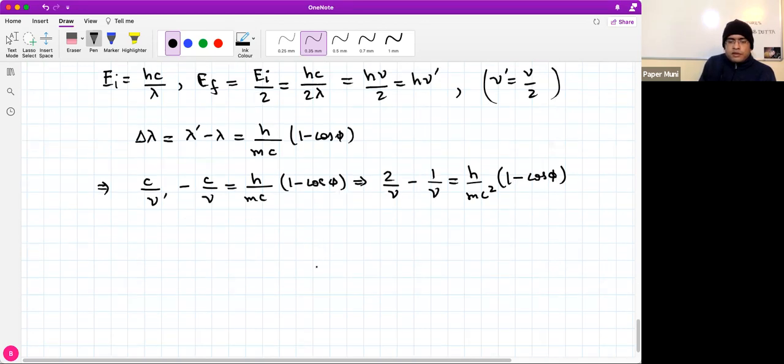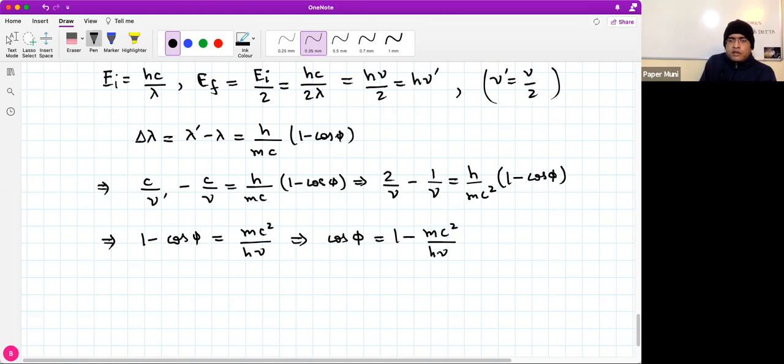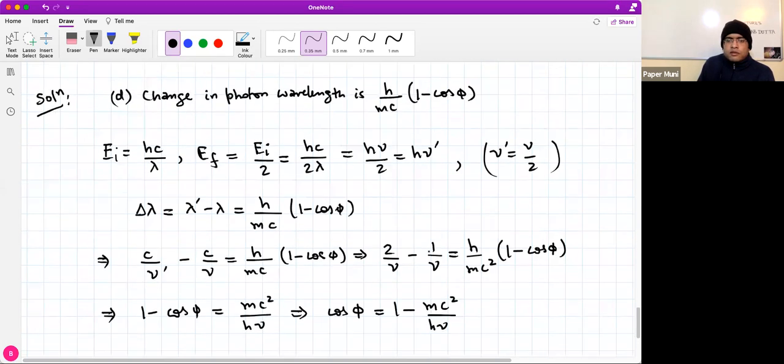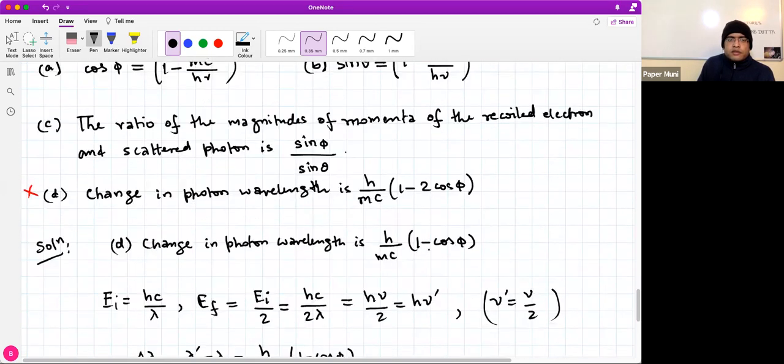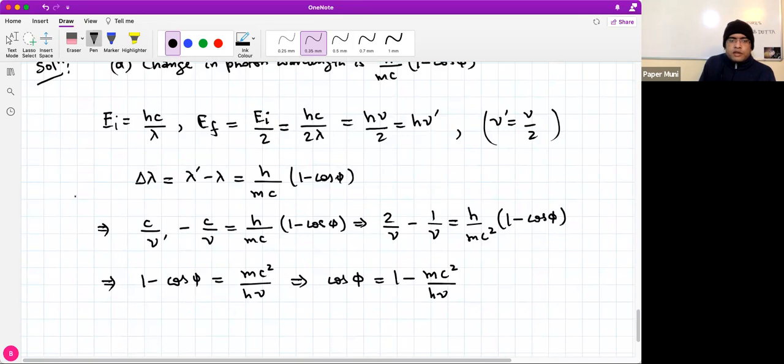So we are trying to derive the first part. The first part says that 1 minus cos phi is equal to mc square by h nu. This gives us cos phi equal to 1 minus mc square by h nu. If you check the options given to us, this is the first option, right? So this is correct. The A option is correct.